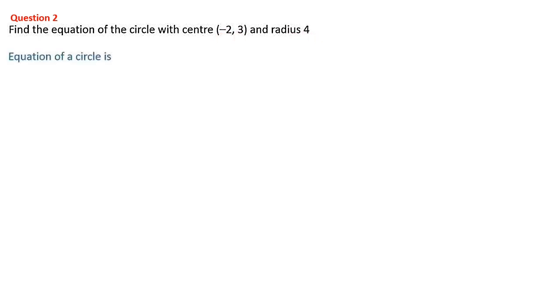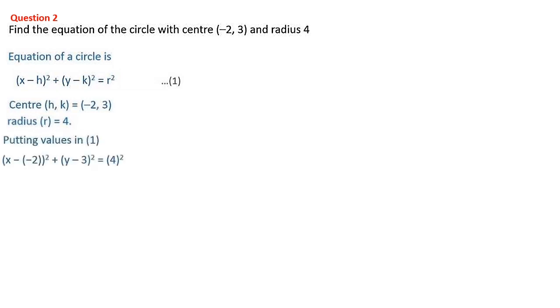Next we shall discuss question number 2. Find the equation of the circle with center minus 2, 3 and radius 4. Here center is given minus 2, 3 and radius is 4. Same like the previous question only. Equation of a circle we can write (x minus h) the whole square plus (y minus k) the whole square equal to r square. Label it as equation number 1. Here center h, k is given to us minus 2, 3 and the radius is given to us 4.